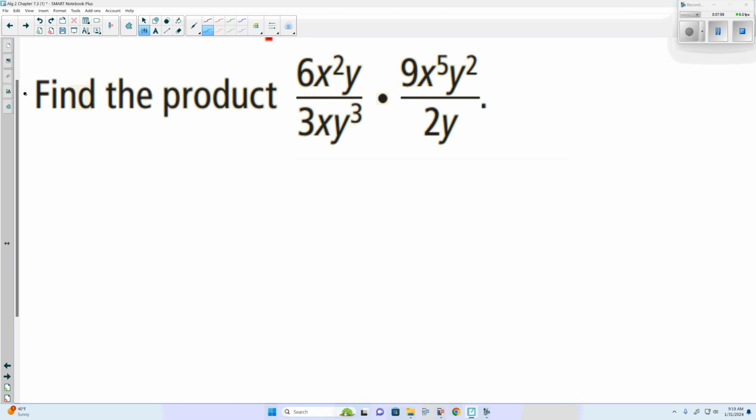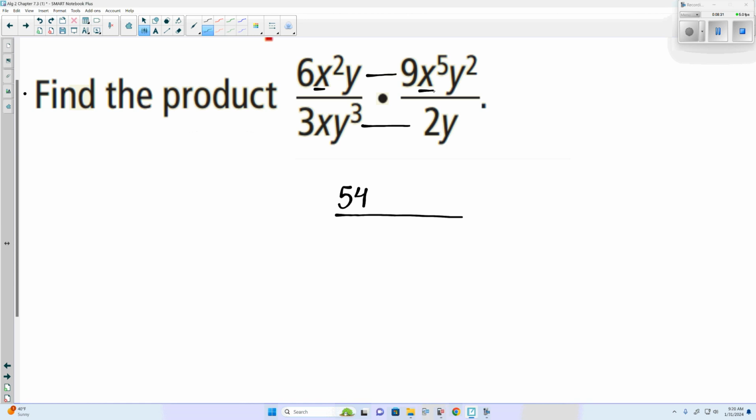So this one here, 6x squared y times 9x to the 5th y squared is what we'd multiply first. Then we would multiply our 3xy cubed into y, because we multiply straight across. When we multiply two fractions, we multiply numerator with numerator, denominator with denominator. And again, there's different ways we can do this. So if we do straight multiplication across, first thing we're going to do is 6 times 9, which is 54.